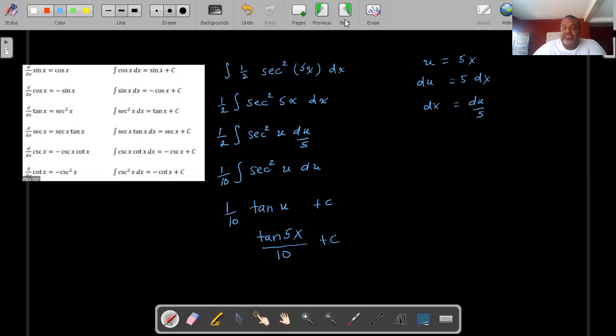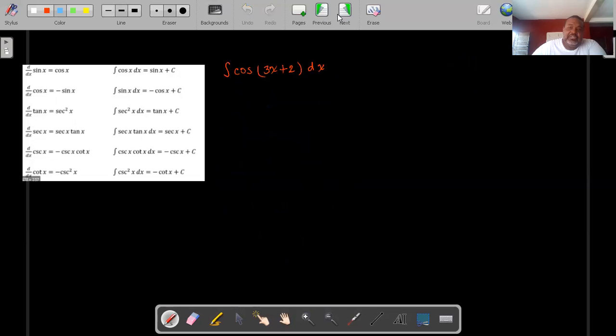All right, so notice we're moving a little bit faster. We're going to do one more example now, all right? And then you can go from there, okay? So take a look at this one. A little different than we've seen before, but it's the same concept, right? What we want to do is we want to take all of this and make it be u, okay? All of that, so we can just have cosine u.